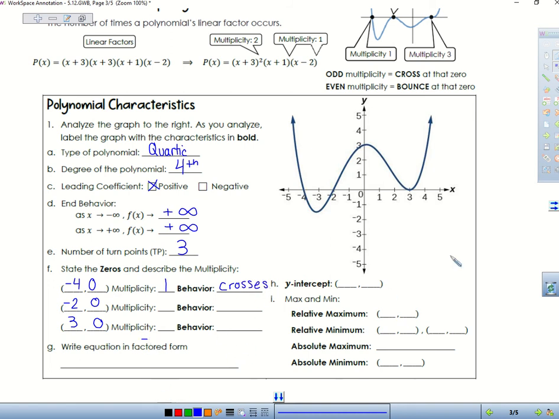Now for the next one here, the multiplicity of the next one, it goes through in a linear appearance. So multiplicity is 1, and it also crosses. And next, right here, this bounces. Multiplicity is 2 when it bounces. And instead of crosses, we're going to say that it bounces.